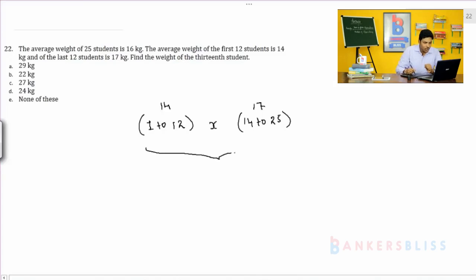If we consider all the 25 members, the average weight is 16. Means from 14 to 25, each and every individual has to give back 1 to become 16. So all the 12 members are giving back 1, so they are giving back 12. From the first person to the 12th person, the average is 14, they have to become 16.